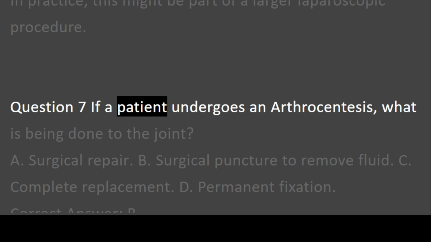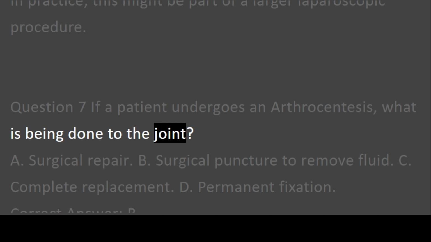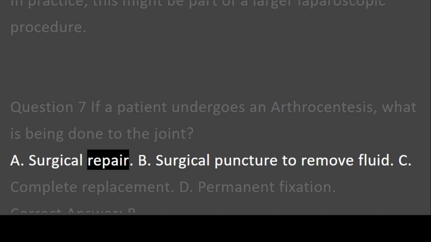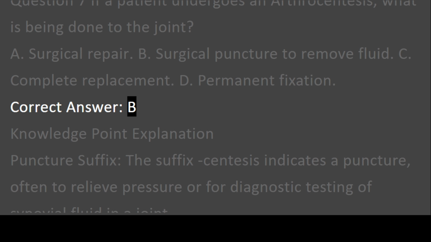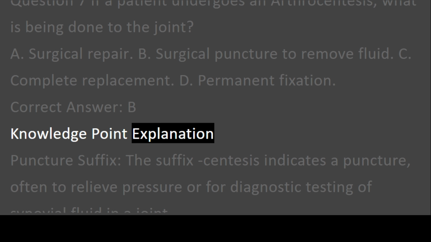Question 7. If a patient undergoes an arthrocentesis, what is being done to the joint? A. Surgical repair. B. Surgical puncture to remove fluid. C. Complete replacement. D. Permanent fixation. Correct answer, B. Knowledge point explanation.